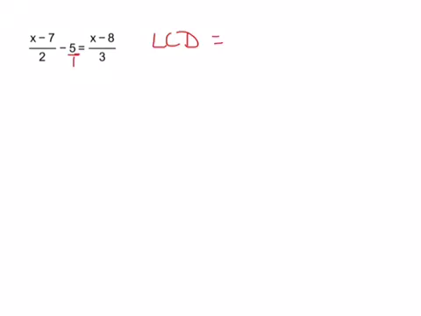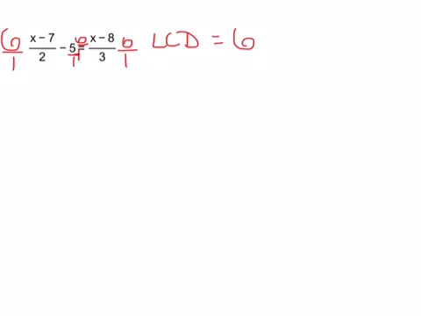So looking at our denominators, we've got a 2, a 1, and a 3. That means the common denominator between those three numbers is going to be 6. Now, since we have an equation here, since we have an equals sign, what we can do is called clearing fractions. To clear fractions, we're going to multiply our common denominator 6 by both sides of our equation, distributing it through. We're going to multiply it by the x minus 7 over 2, by the 5 over 1, and by the x minus 8 over 3.